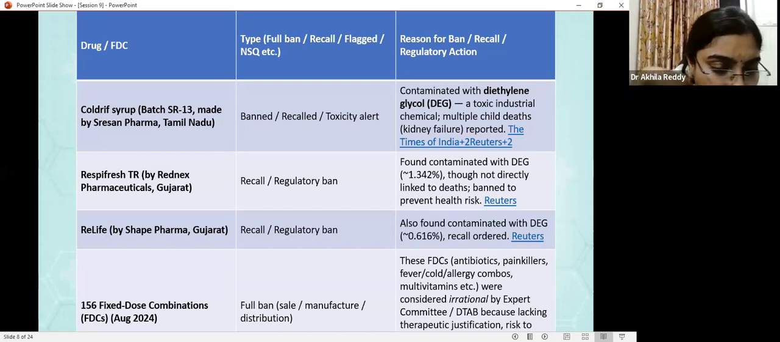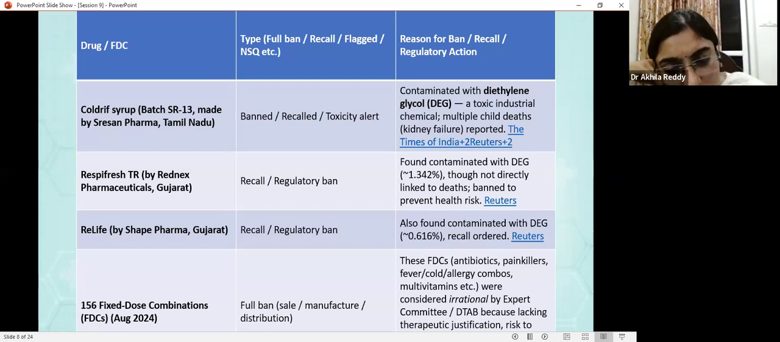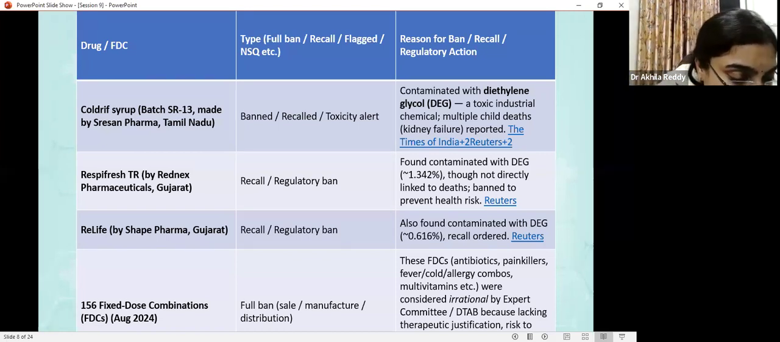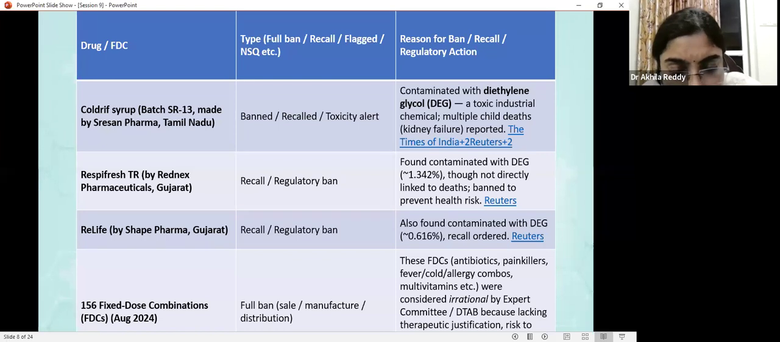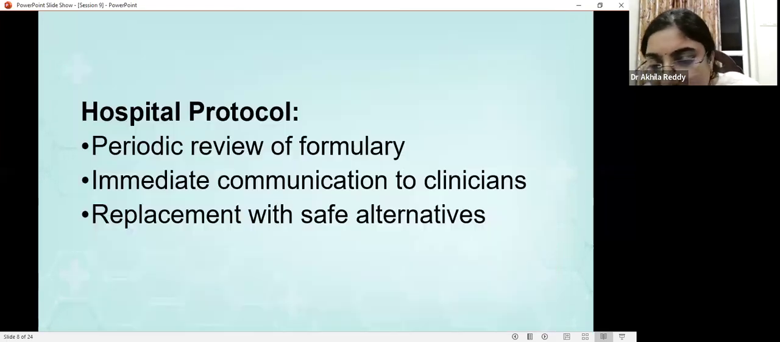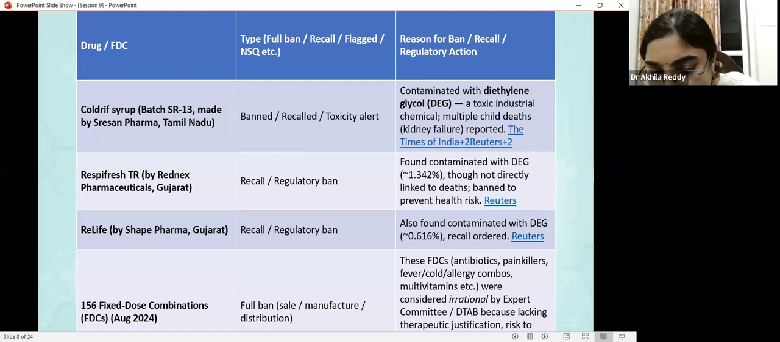And Relife by Shape Pharma, Gujarat, that is a recall. This is also a regulatory ban. It was also found contaminated with DEG at 0.616%. Recall ordered. Then 156 fixed dose combinations, FDC 2024, full ban. That is for manufacture and distribution itself. That is the complete combination. It might be antibiotics, painkillers. These combinations were considered irrational by the expert committee because they lack therapeutic justification and carry risk.